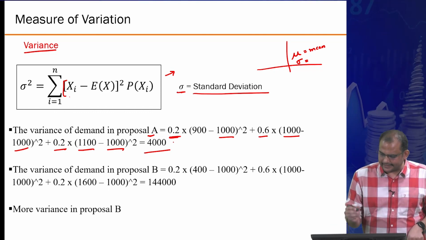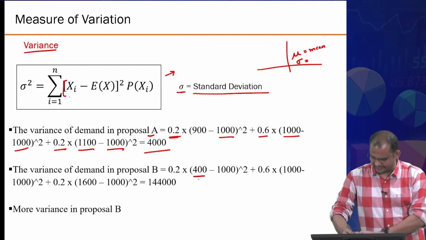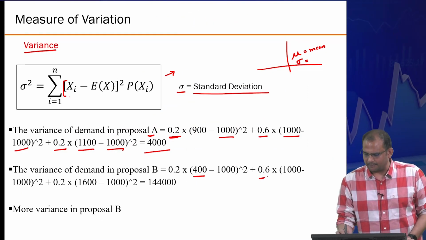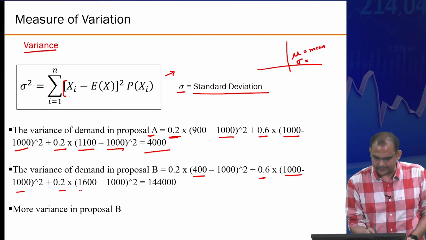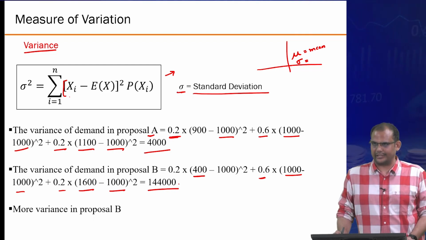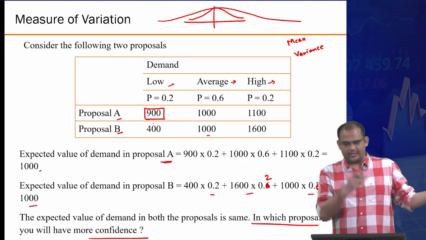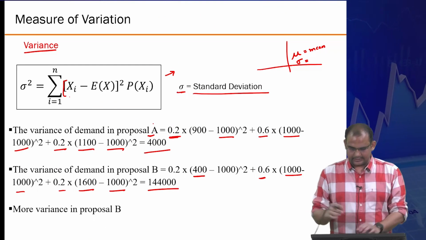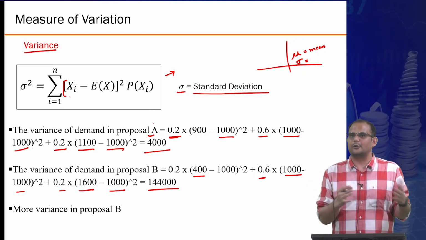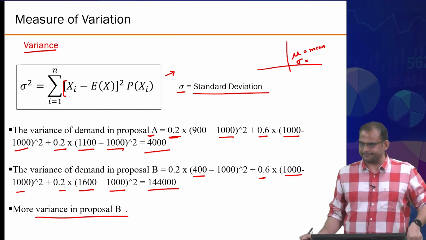Okay. In the second case, 0.2 again for the demand, which is the worst case, the low demand case, 400 minus 1000 square, 0.6 into 1000 minus 1000, and 0.2 into 1600 minus 1000 square. So the variance here is 140,000. And while intuitively it makes sense that 400 and 1600 are too far apart, this is a formal definition of variance, and by this number you can quantify how spread out a particular series is, right? So more variance in proposal B.